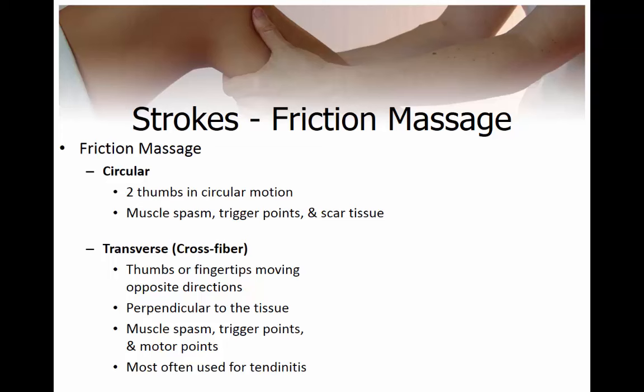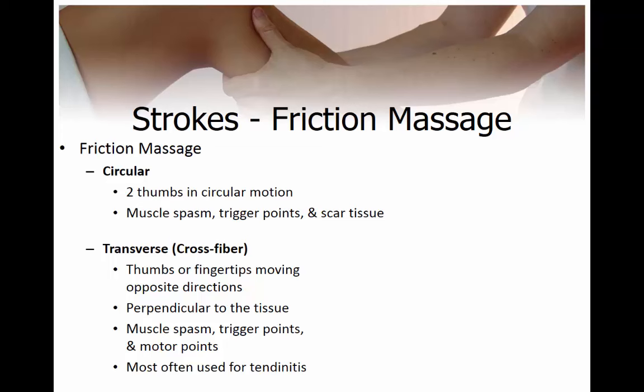Friction massage mobilizes muscle fibers and separates adhesions in muscle, tendon fibers, or scar tissue that restricts motion and causes pain. It is used to facilitate local blood perfusion. There are two primary types of friction massage: circular and transverse, also known as cross-friction or cross-fiber massage. Circular friction massage occurs with the two thumbs moving over a small area in a circular motion. Circular friction massage is great for treating muscle spasms, trigger points, and scar tissue.